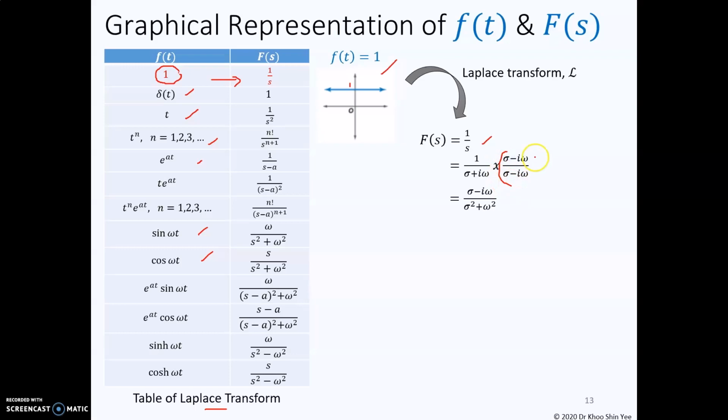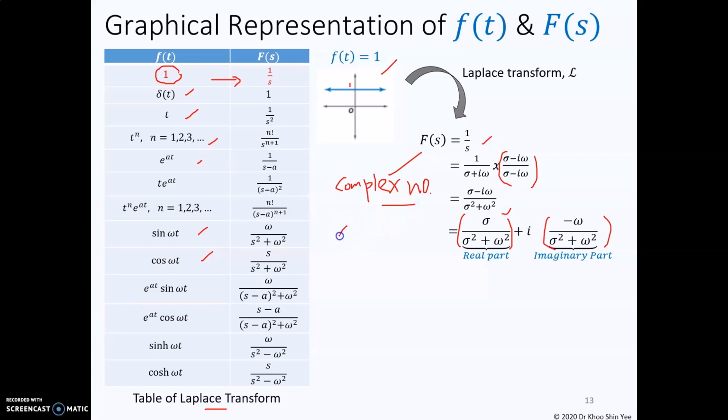Then you can multiply with the complex conjugate to get this answer, and expand it according to the real part and imaginary part. With that, you obtain the real part for F(s) to be this formula, and the imaginary part for F(s) is this. From this equation, you should be aware that F(s) in fact is not a real number, it's a complex number.